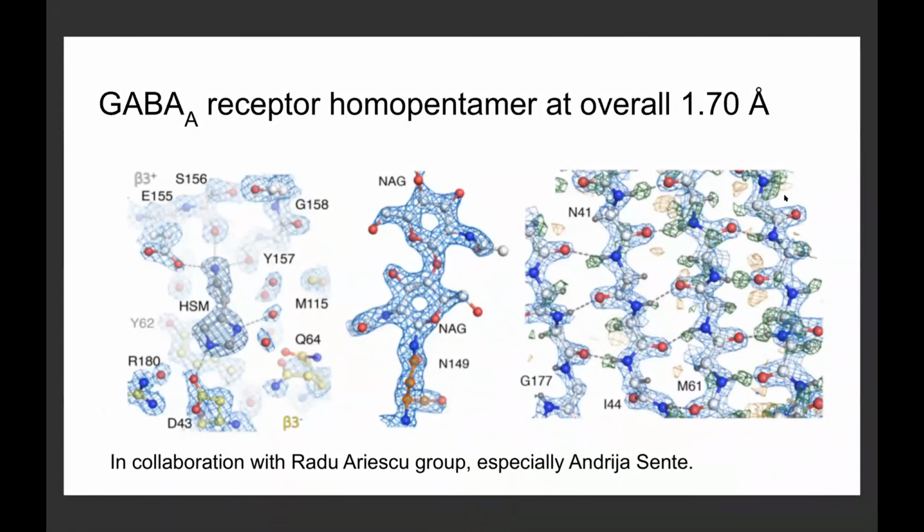And at this resolution, you can see very nice density for, for example, this glycosylation, and also for all other parts, these hydrogens were also visible, even at this 1.6 or 1.7-ish angstrom. So this is a very nice result.